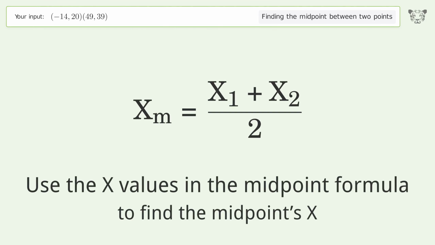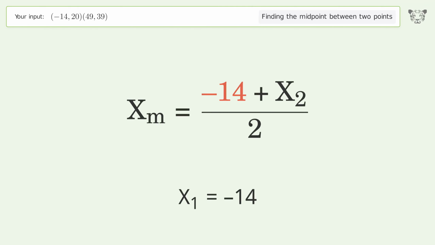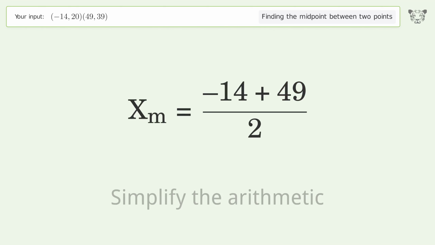Use the x values in the midpoint formula to find the midpoint's x. x1 equals -14. x2 equals 49. Simplify the arithmetic.